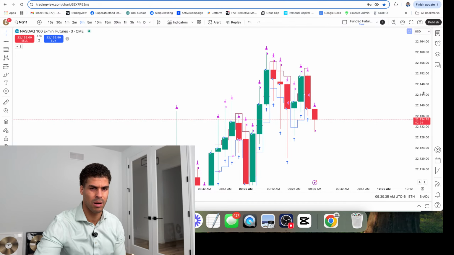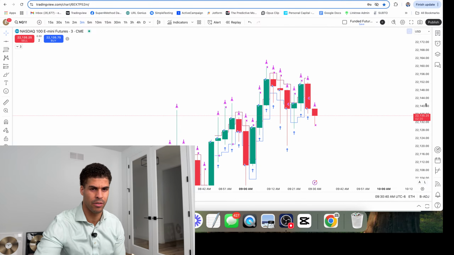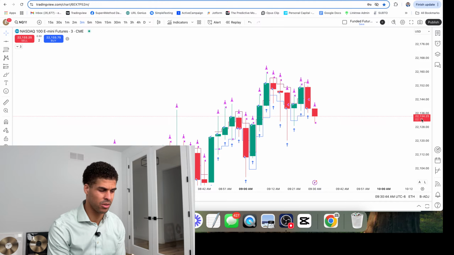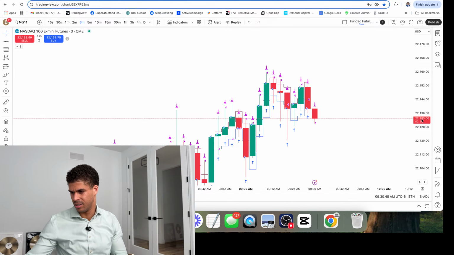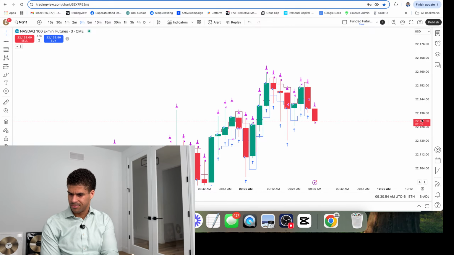So 7 points is probably way too tight for an ATR at 18. I am fully aware of that. We're just going to deal with it anyway. We're just going to walk through it. Again, not a huge deal, but I am fully aware that this is not a big enough stop for the current market environment.